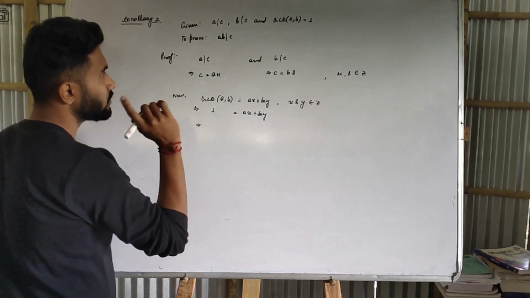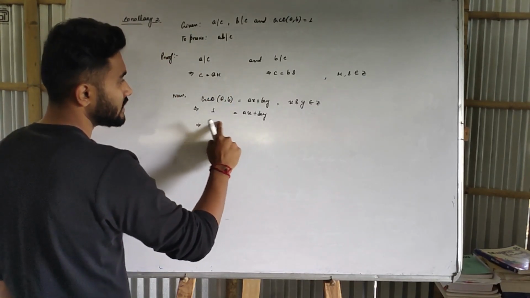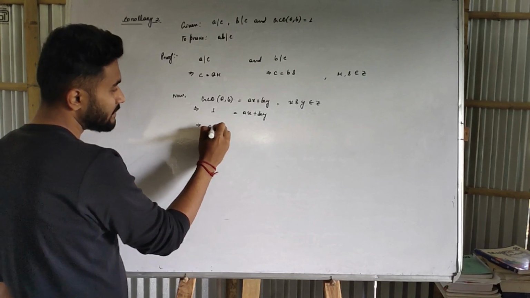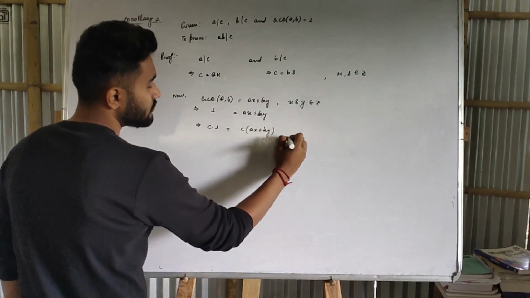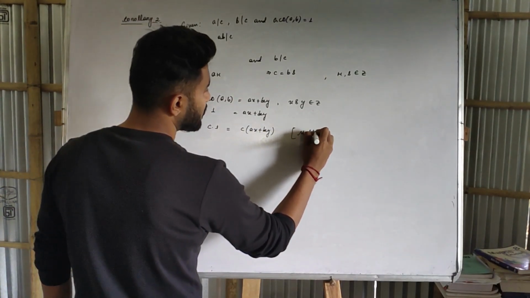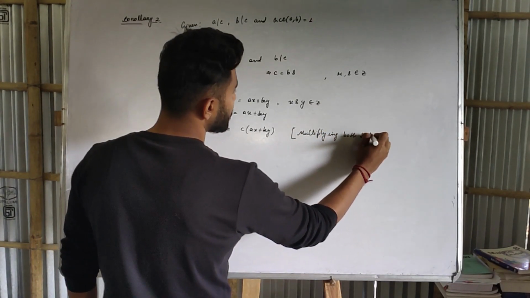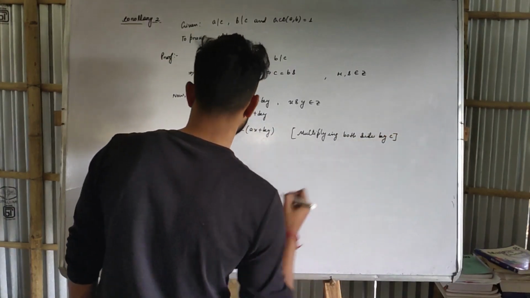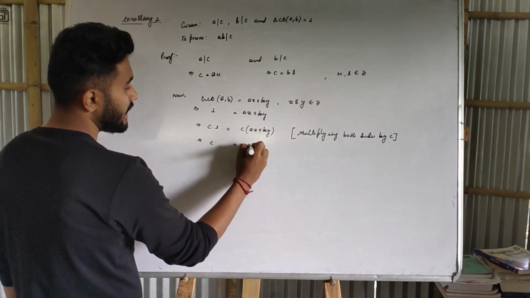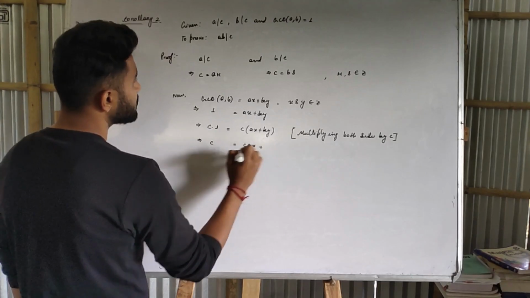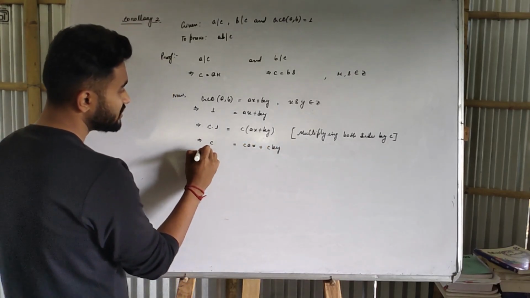So now you have to remember one thing: we have to show AB divides C. So you need this C, but there is no C here. So you have to bring C. You multiply both left side and right side by C. Multiplying both sides by C, what we get? C times 1 is just C. Here you will get CAX plus CBY.